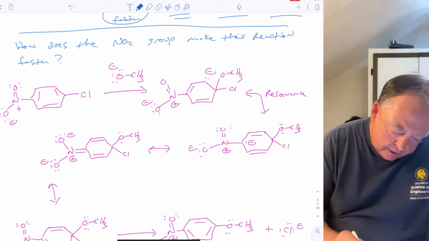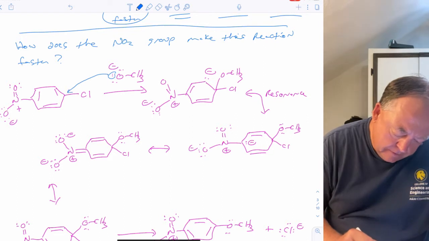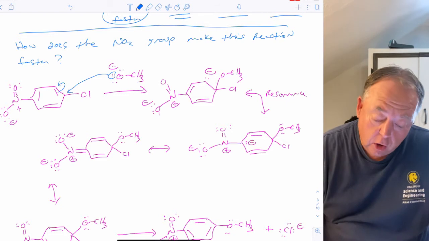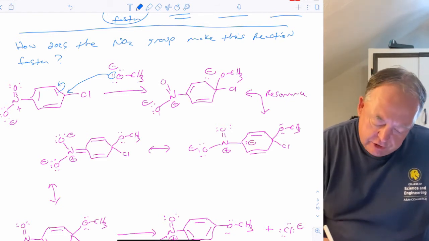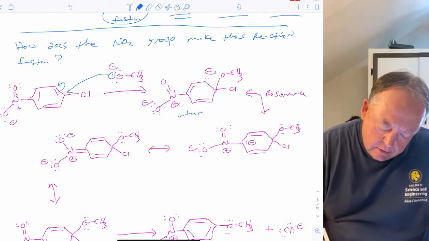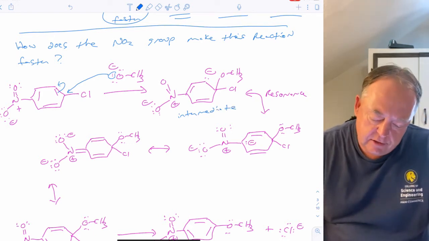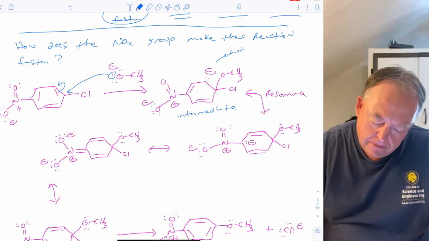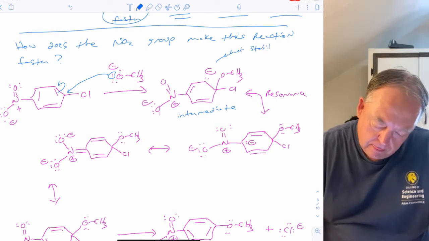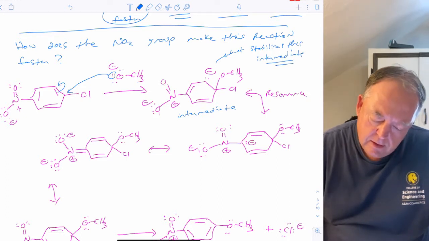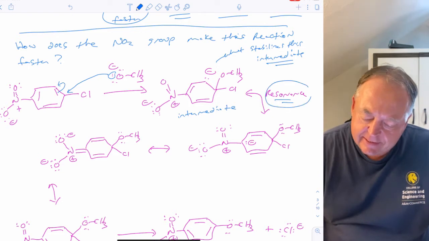So again, if we work through the mechanism, take a lone pair on oxygen, make a bond to carbon, and the 2 electrons in that double bond become a lone pair on carbon. And so this is your intermediate, and we want to look at what stabilizes it. Well, what stabilizes it is resonance.